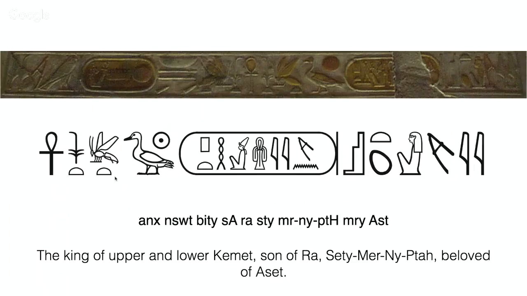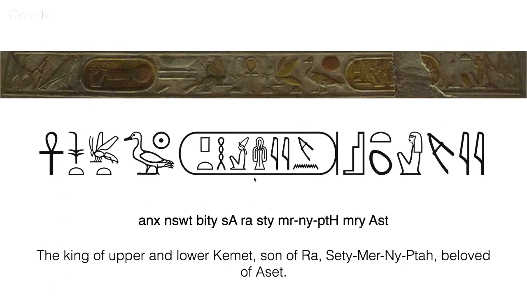Okay, now on this side, we have the Sarah name. Notice you see the duck and the sun disk here. And we have a Shenu. So this would be the family name. So the whole thing, it says Ankh Nesud Biti, Sarah Seti Merni Pata, Meri Aset. So this is the familiar name we know this king by. And this is none other than Seti the First.